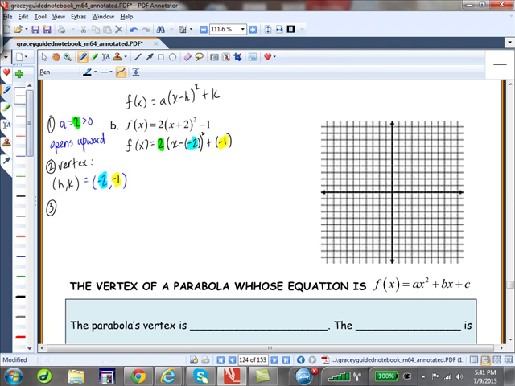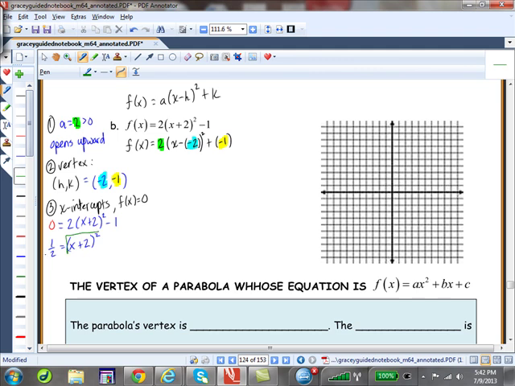Thirdly, we want to find the intercepts. So the x-intercepts, you set f of x equal to 0 and solve. So 0 equals 2 times x plus 2, the quantity squared, minus 1. So if I add 1 to both sides and divide by 2, I'll get x plus 2, the quantity squared, on the right.